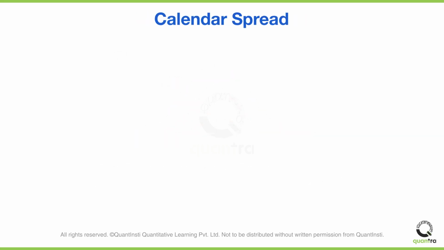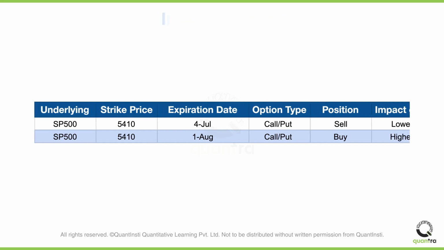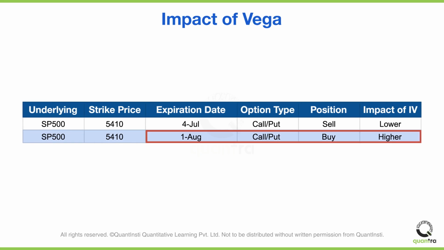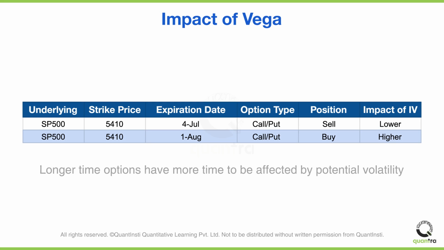To explain further, we have two positions, and now we will see how both of these positions are impacted by Vega, which is the option sensitivity to IV. The option that we bought, which is the farther-dated one, has a higher Vega compared to the one that we sold. This means the farther-dated options are more sensitive to changes in IV. The reason is simple: longer-term options have more time to be affected by potential volatility.